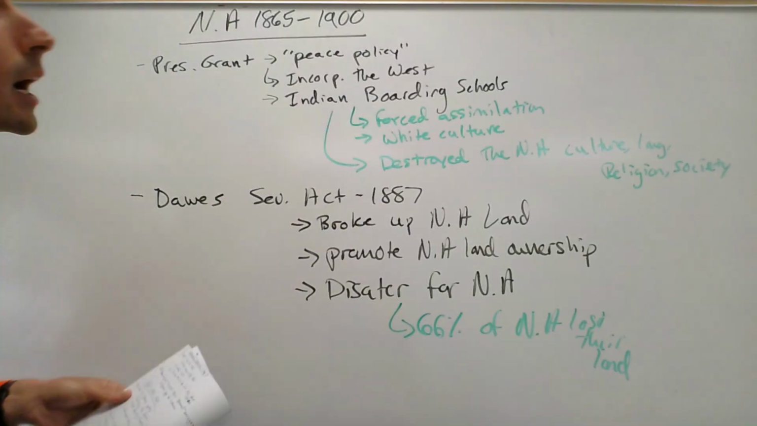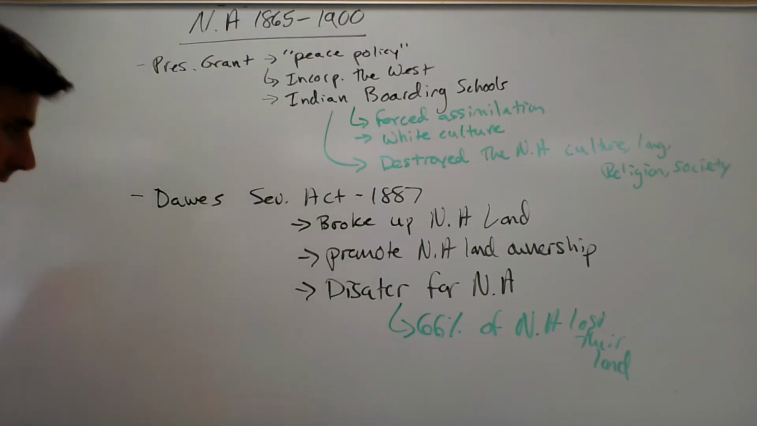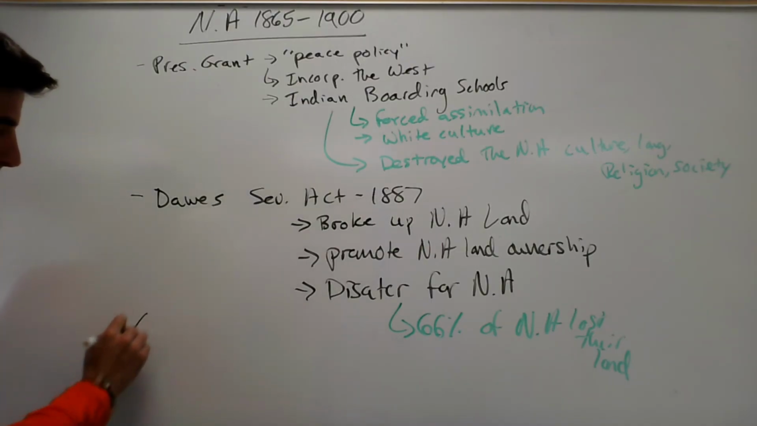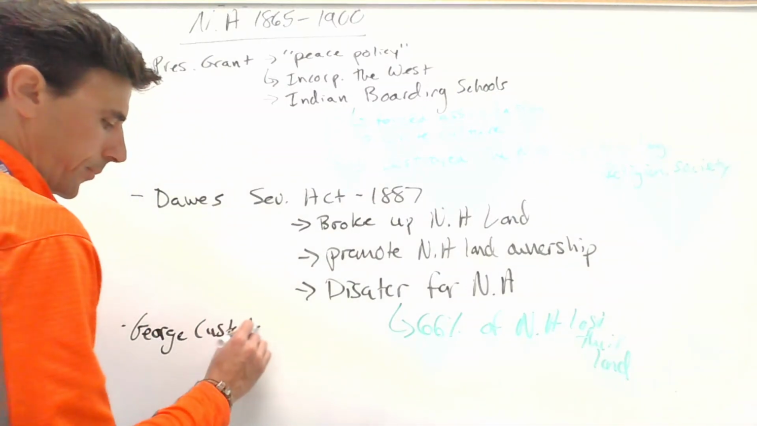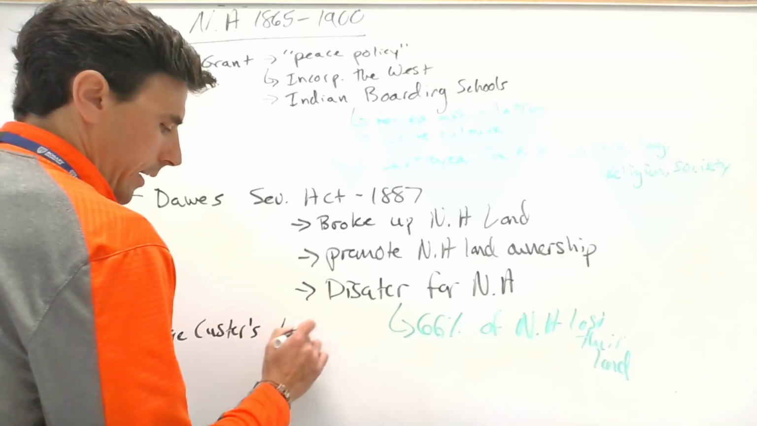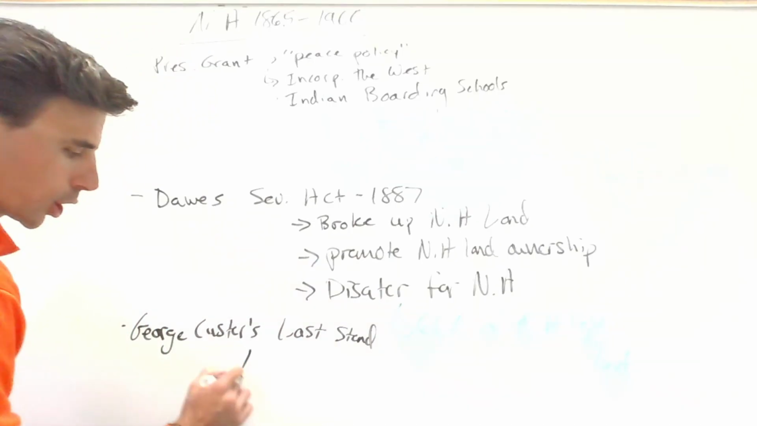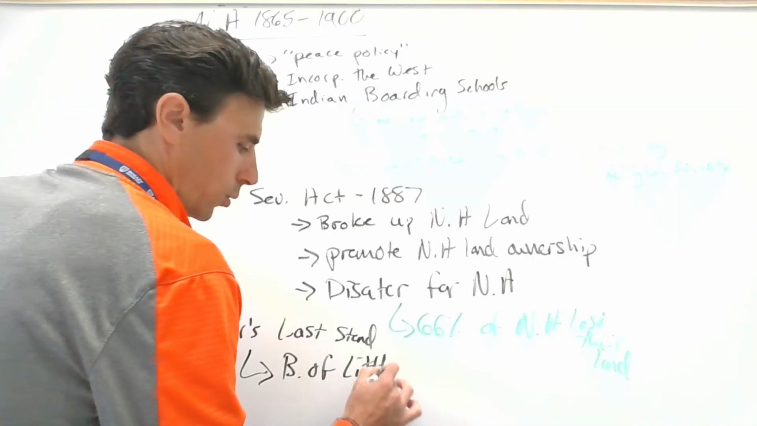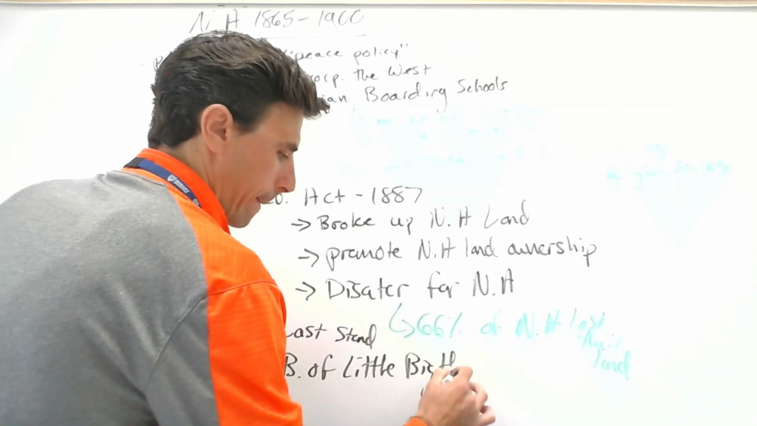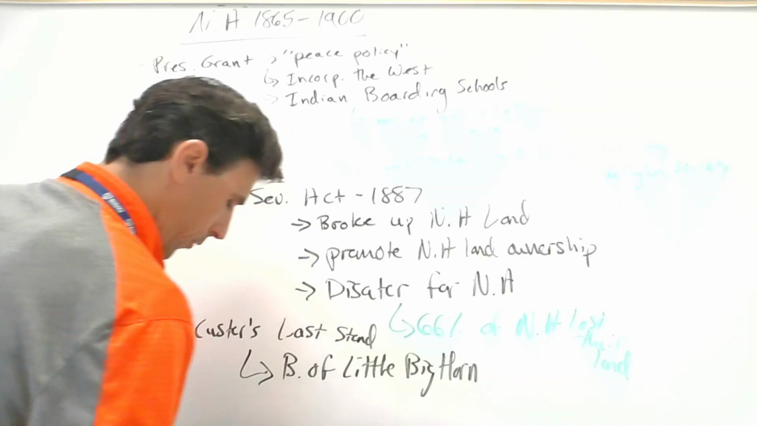All right. We're going to look now at, I mentioned this in class the other day, George Custer, right? General George Custer's last stand. And this last stand with Custer, all right, occurs at the Battle of Little Bighorn. Now, the Battle of Little Bighorn is in 1874.